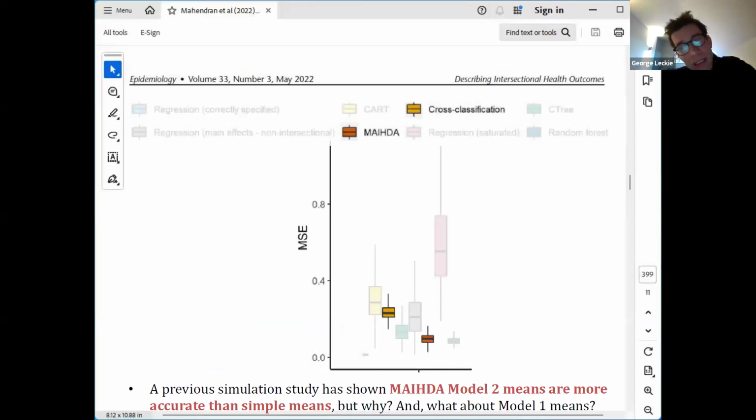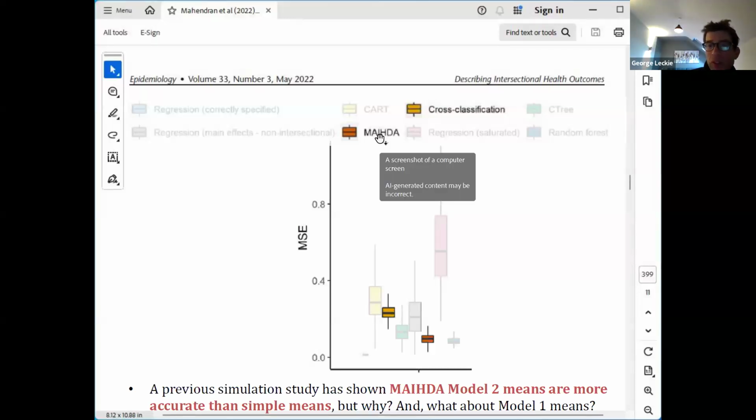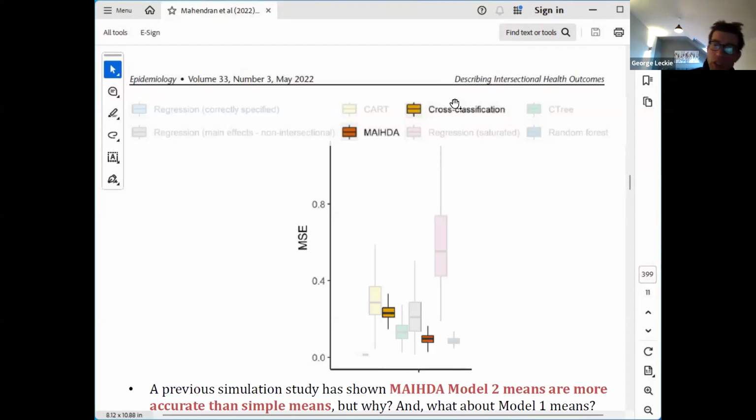So at this point, I should acknowledge that as well as obviously the earlier work that Kate was showing in the parallel session with her simulation studies, there are some other simulation studies out there. And this one here in Epidemiology in 2022 compared MAIHDA model 2, the accuracy of making predictions for a given intersection, with what they call cross-classification, which is just my simple means. And they compared them in terms of something called MSE, mean squared error, which is the measure of accuracy. The lower the mean squared error, the more accurate the method.